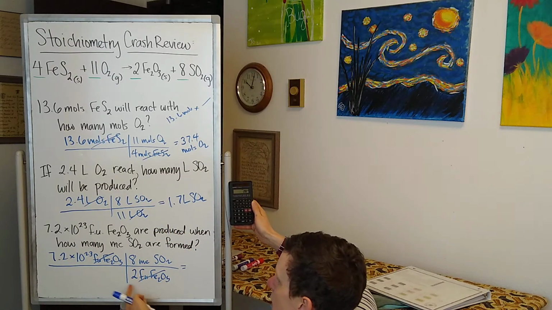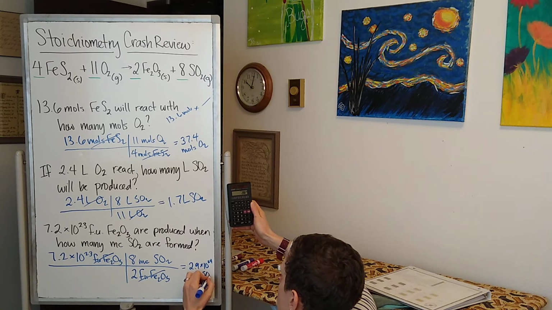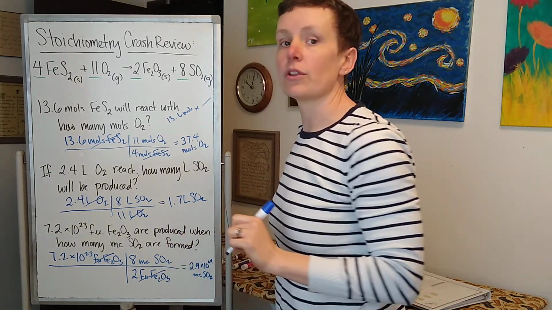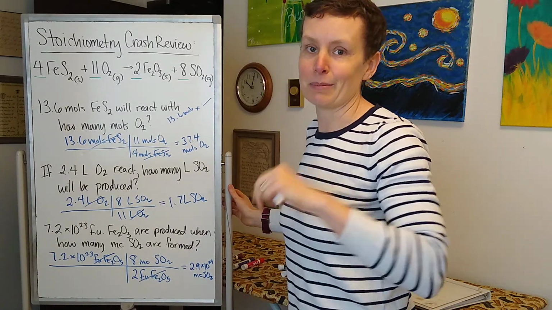Again, infinite sig figs here. That one only has 2 sig figs. So I'm going to have 2.9 times 10 to the 24th molecules of SO2. So those are our most simple stoichiometry problems, and we'll see a couple more videos coming up to make it more complicated.